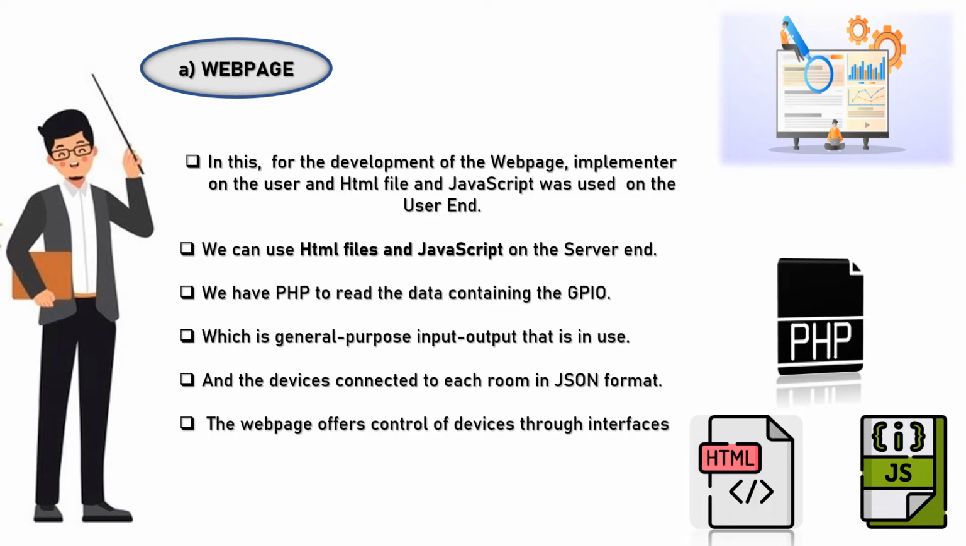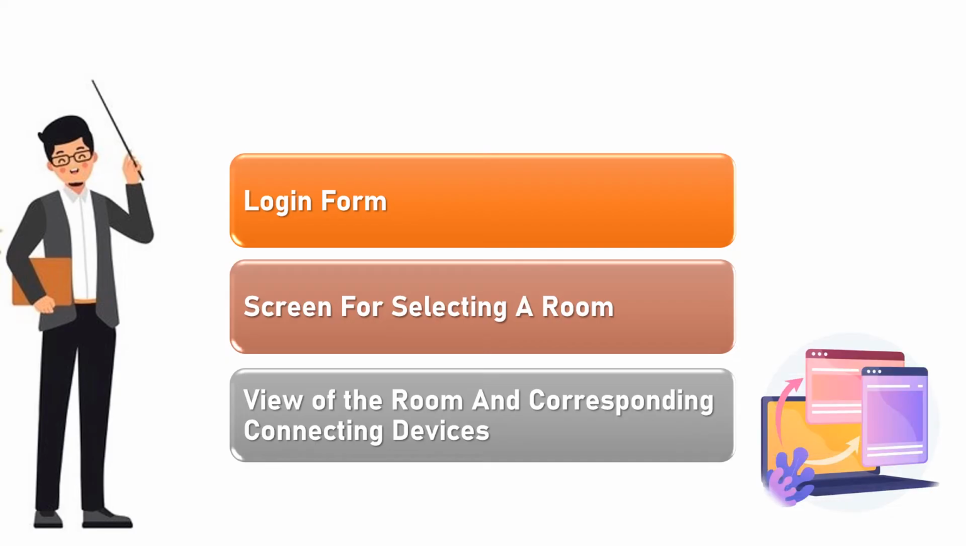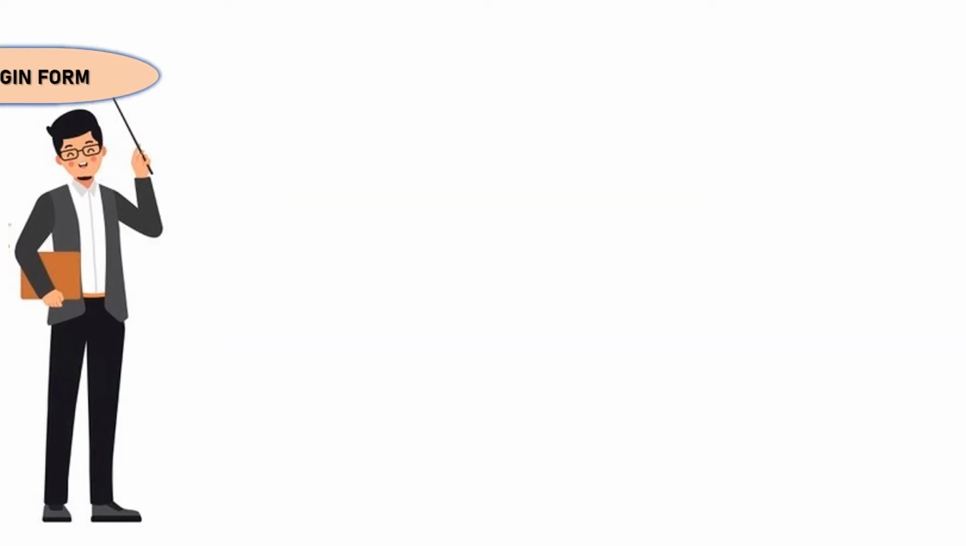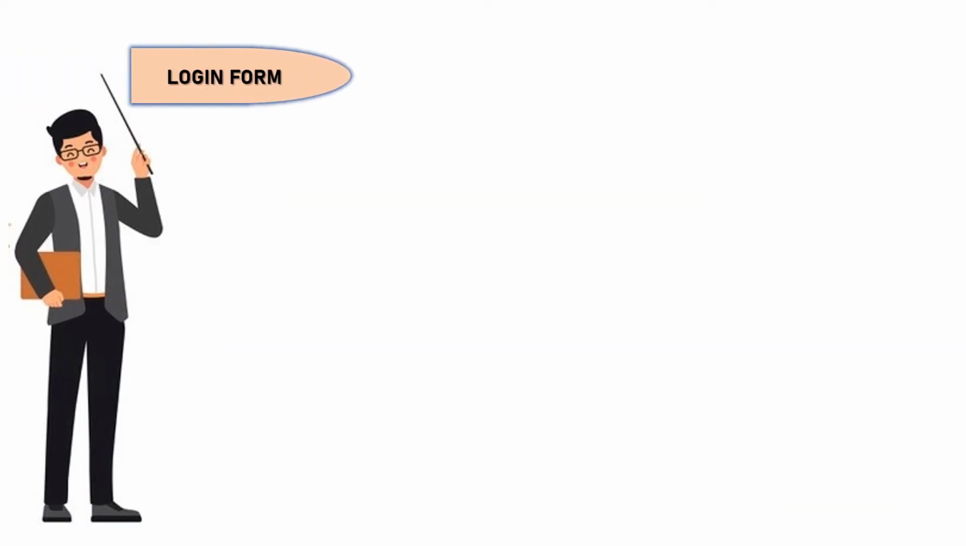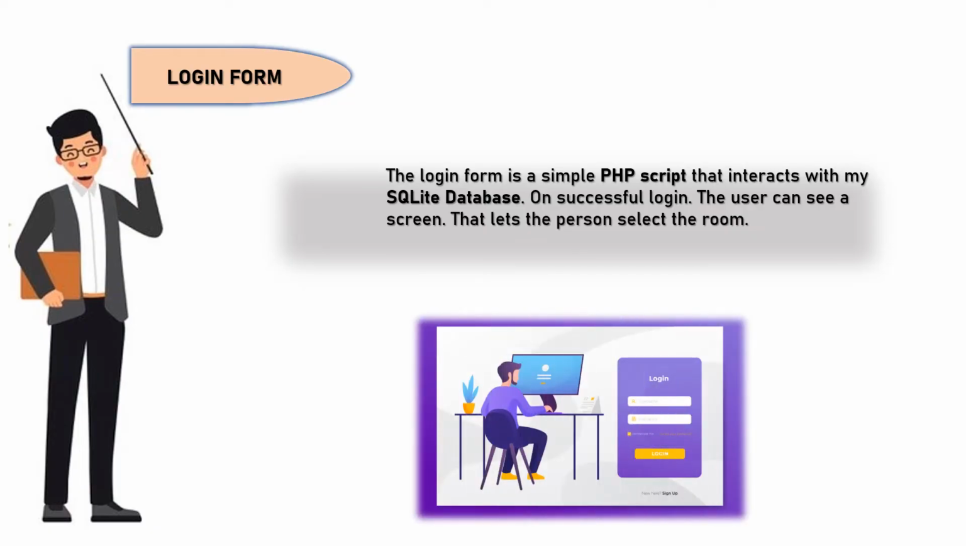The web page offers control of devices through interfaces, which are as follows. There are three interfaces: login form, screen for selecting a room, and view of the room and corresponding connected devices. Let's learn it briefly. Login form. The login form is a simple PHP script that interacts with an SQLite database. On successful login, the user can see a screen that lets the person select the room.